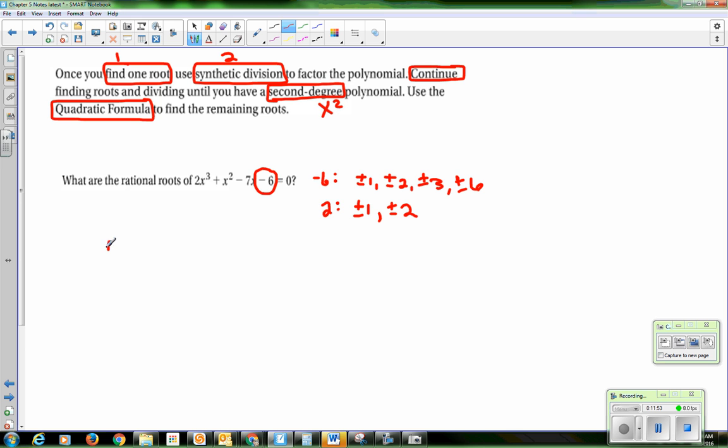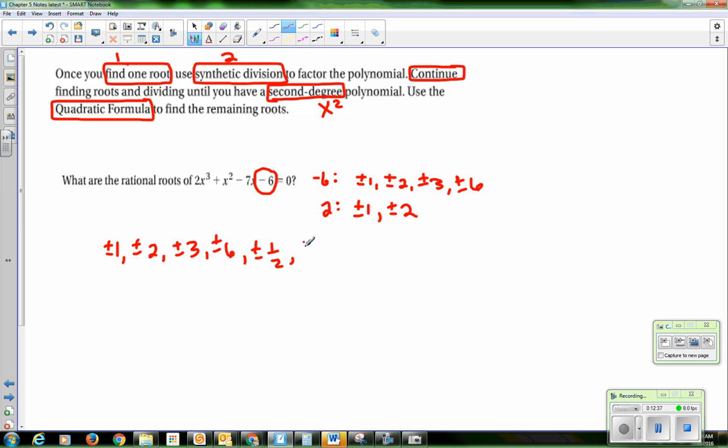So it could be plus or minus 1. So I'm going to go 1, 2, 3, and 6 all over 1. Because remember, it's the last one over the first one. So these are all the ones divided by 1. I'm going ahead and simplifying. 1 over 1 is 1, 2 over 1 is 2, 3 over 1 is 3, and 6 over 1 is 6. Now I'm going to do 1 over 2 is 1/2. 2 over 2 is plus or minus 1, which I already have.